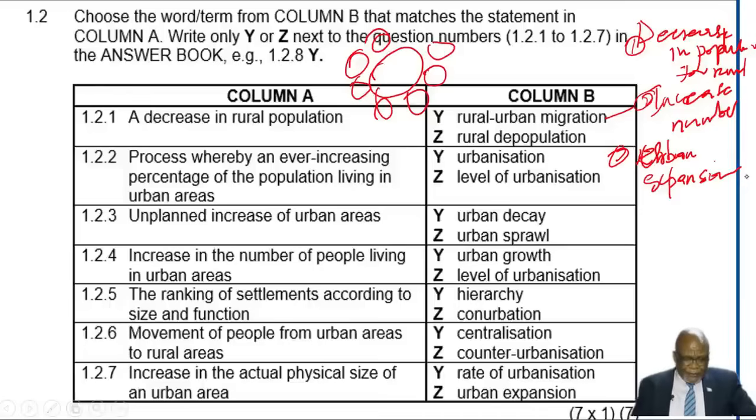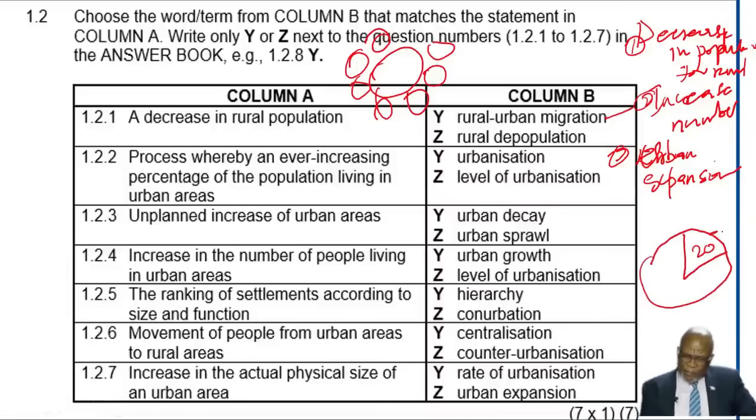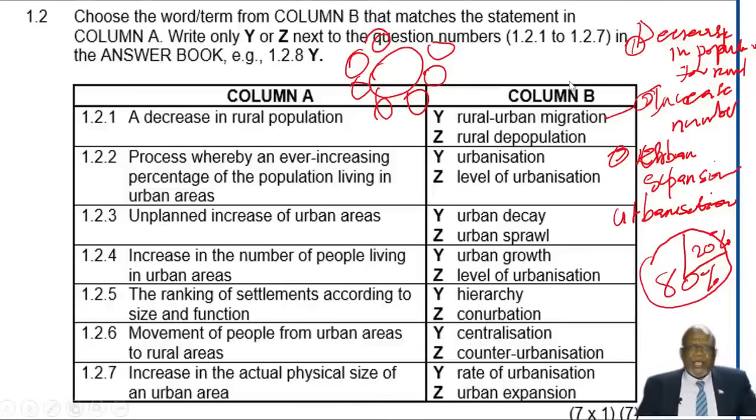And now, when we eventually look at the urban area, we say we have this population, 20% of people found in rural area, and we have 80% of the population that is now found in urban area. Now we're comparing the proportion in terms of percentage. What has taken place now is urbanization. So what is urbanization? It is the increase in the proportion of the people living in urban area, or simply the increase in the percentage of the people living in urban area.